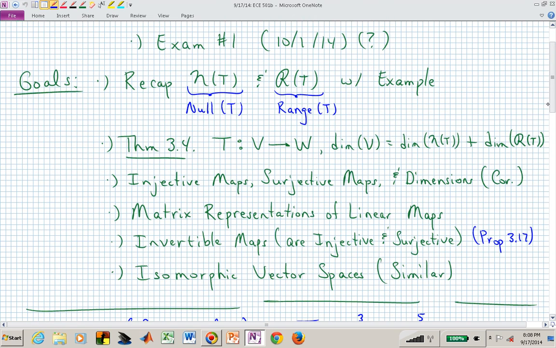We will then look at some injective maps, surjective maps, and how they correlate with dimensions, or what we can say about the dimensions of different subspaces relative to whether the maps are injective or surjective. We will start talking about matrix representations of linear maps, maybe now on a more solid footing. Then we probably won't get into invertible maps, which are both injective and surjective. If you have a linear map that's both injective or one-to-one and surjective onto, then that map is invertible. And we will talk about isomorphic vector spaces, or vector spaces that are similar in behavior.